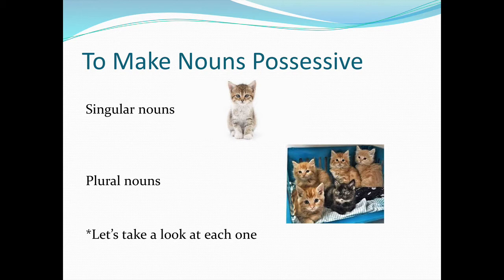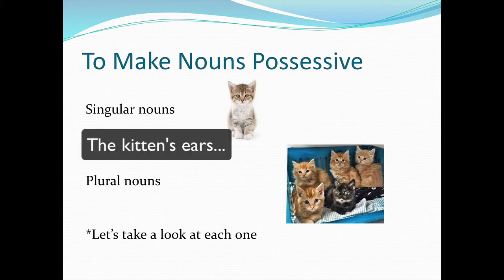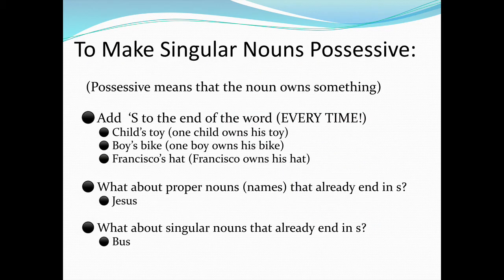Now, before we leave, I just want to say again that to make a noun possessive means that the word that is possessive in your sentence is taking ownership of another word in the sentence. So, for example, we have a kitten here, and the kitten has ears. So if you were to say the kitten's ears, the word kitten's is a possessive noun, meaning that the kitten owns its ears. Okay, so let's talk about the rules you will use.